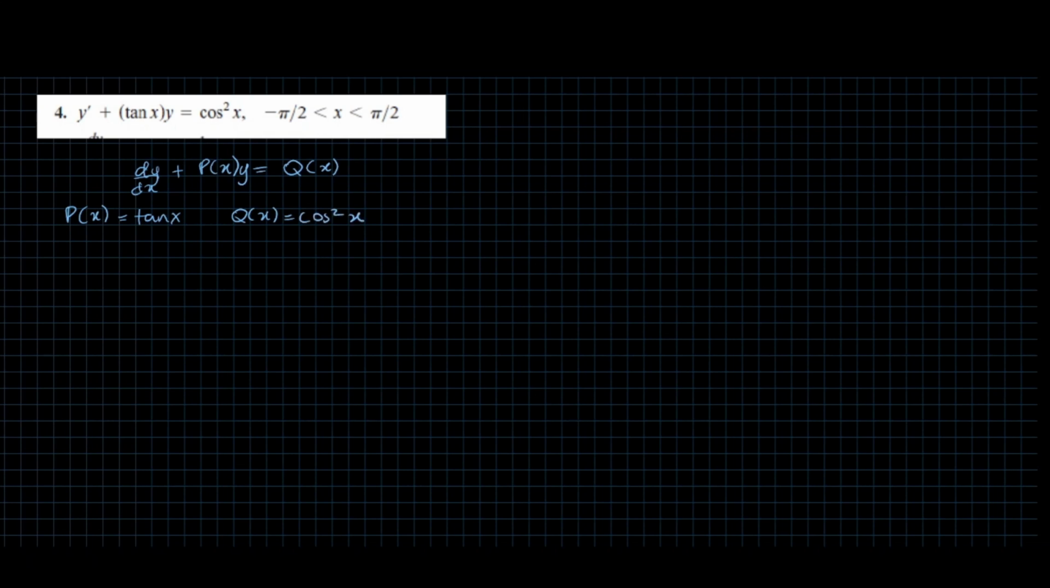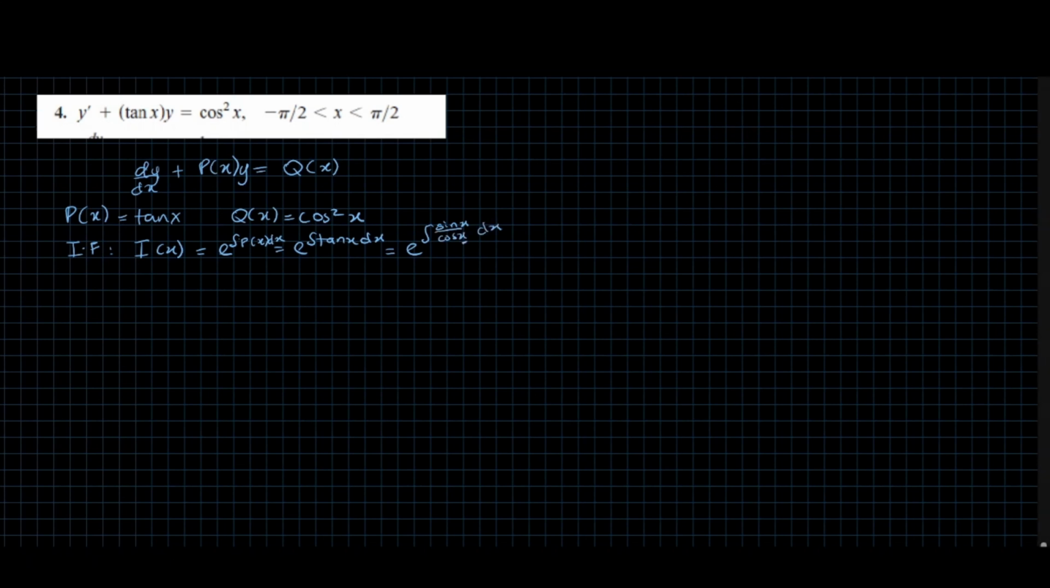So the first thing you want to do is find what we call the integrating factor. The integrating factor, which I represent as I(x), is simply the exponential raised to the integral of P(x). In this case, that will be e to the integral of tan x with respect to dx. The integral of tan x is simply the integral of sine x over cos x dx.